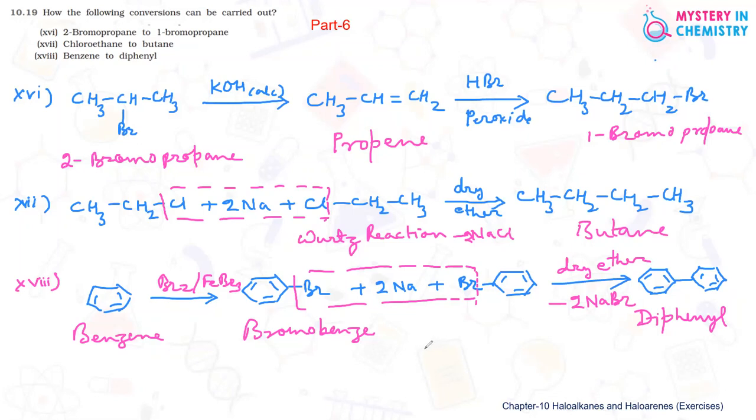Now, one very important thing to remember here is that if it is alkyl halide and we are getting butane, in place of that, if aryl halide is taken and we are doing the same reaction with sodium, this particular reaction is known as Fittig reaction. So just this is the difference. Wurtz reaction when it is alkyl halide and Fittig reaction when it is aryl halide.